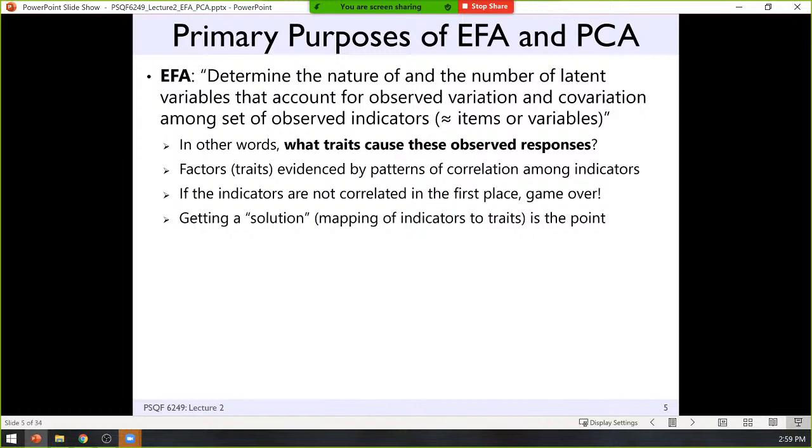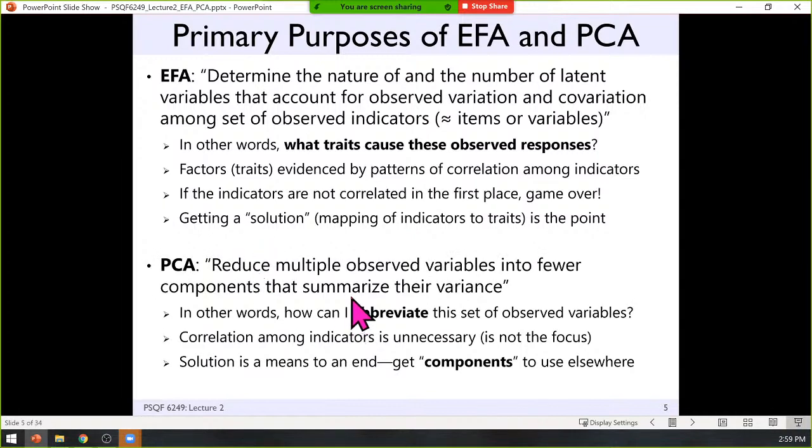So you will see entire articles published with the results of an EFA, and here's what we found, and here's the structure, and ta-da, that's the point of the article. In contrast, PCA, principal component analysis, is an abbreviation motivated procedure. The goal is to take a whole ton of information and summarize it in a way that makes it easier to work with. It's not about an underlying structure. It's about reducing information into fewer pieces and hopefully maintaining some integrity of the information while doing so.